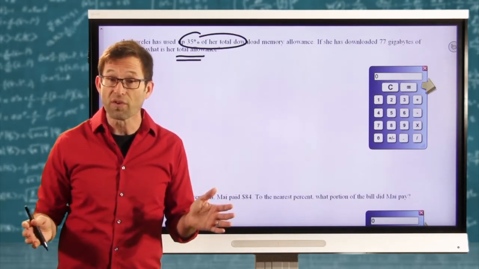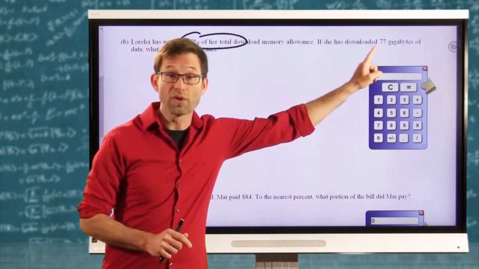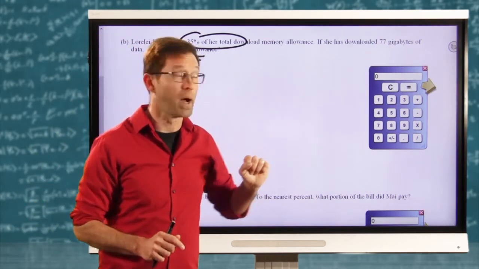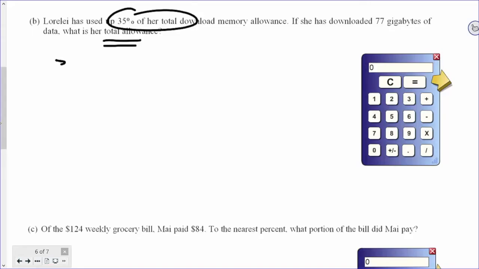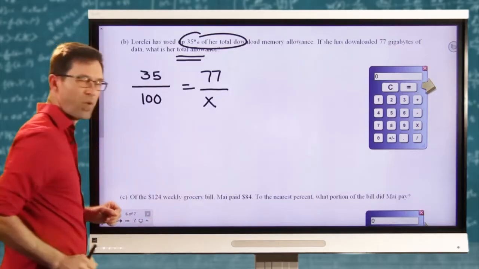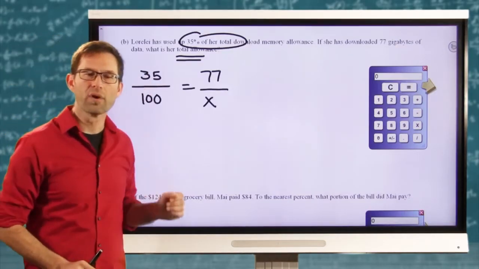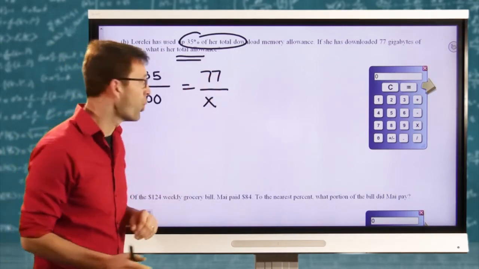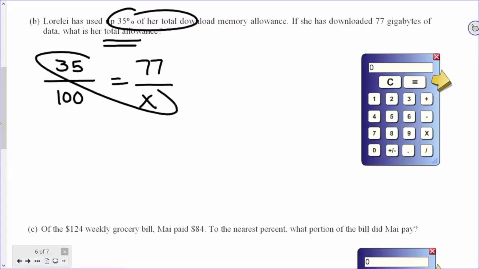But we don't know what the total is, but we do know that she's downloaded 77 gigabytes. So in other words, 35 out of 100 is the same as 77 out of what? Right? So 35 out of 100 is the same as 77 out of what? All right, well, I just do a little bit of cross multiplying again.